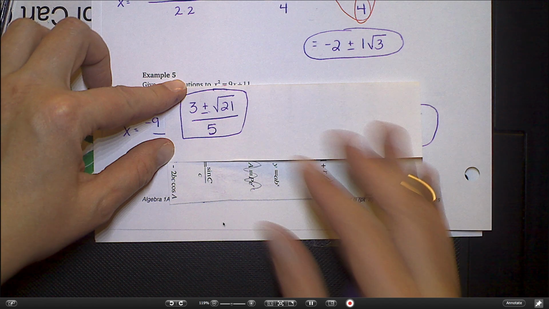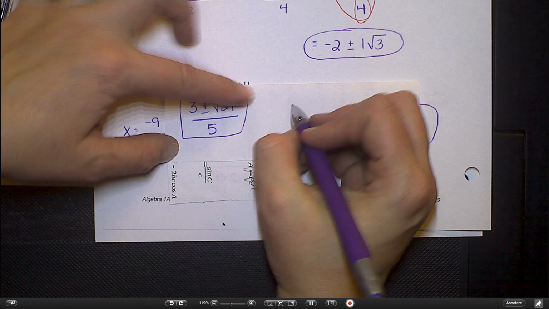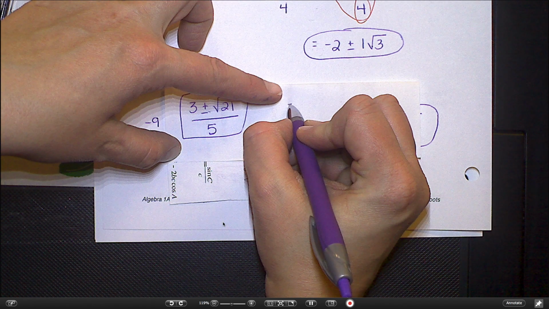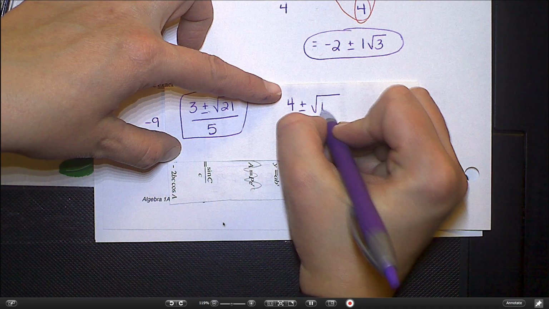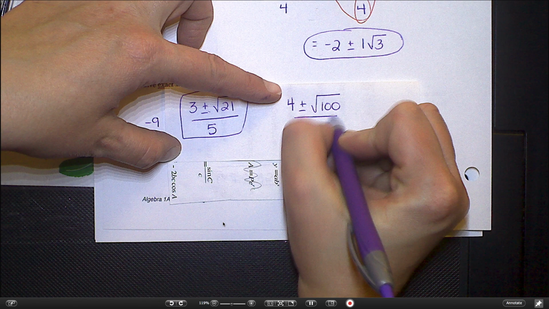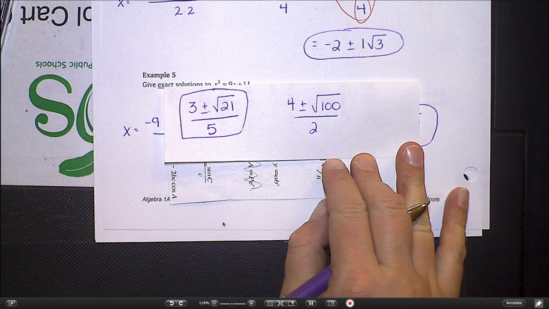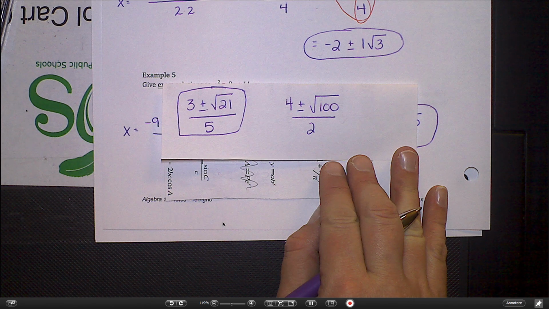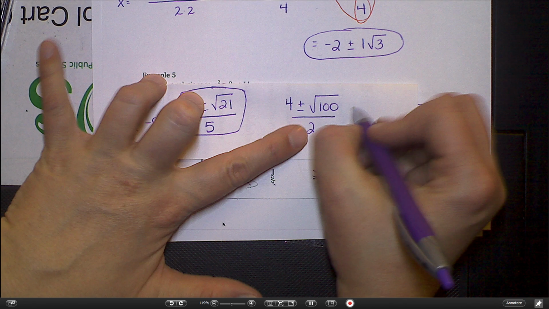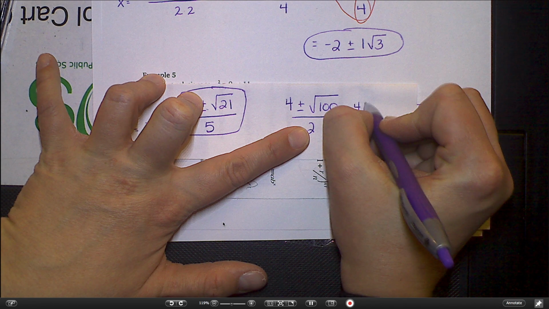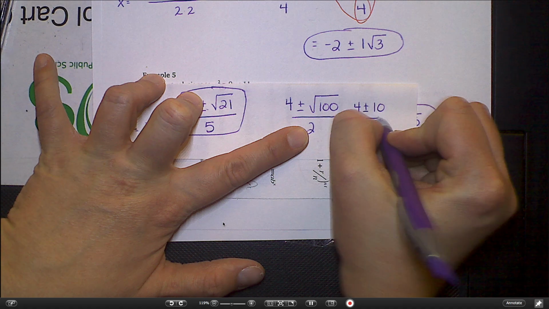Okay? The flip side to that, what if I gave you something like this? 4 plus or minus square root of 100 over 2. What happens with that square root of 100? You can just take the square root of 100, right? You don't have to simplify it. You don't have to find a perfect square. It is a perfect square. So you would just say this is 4 plus or minus 10 over 2.